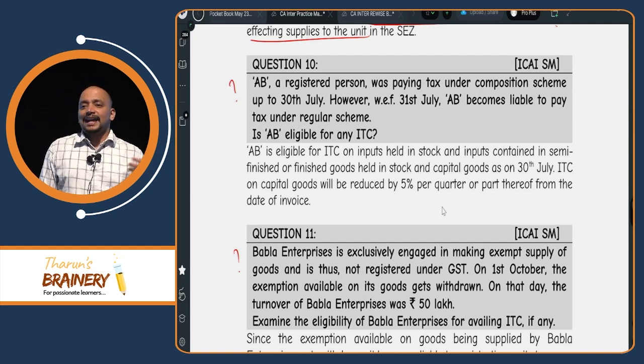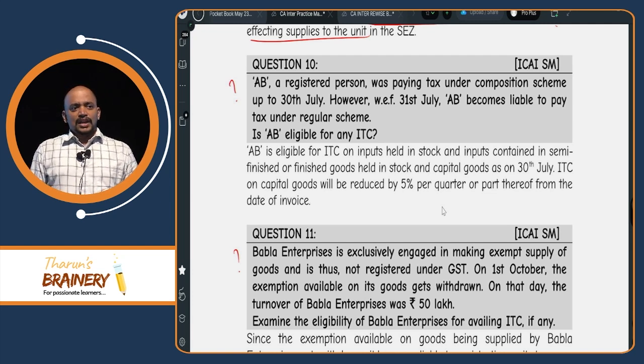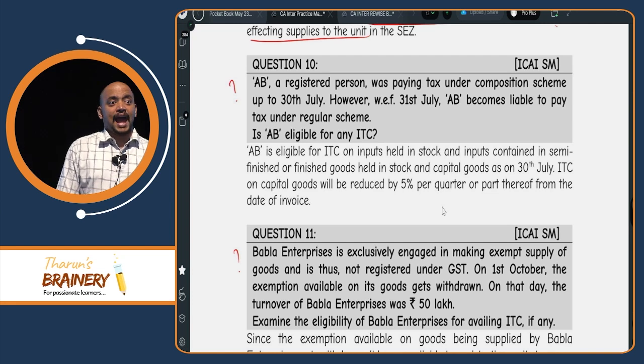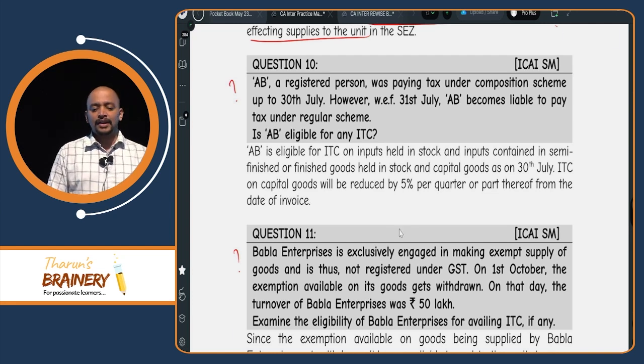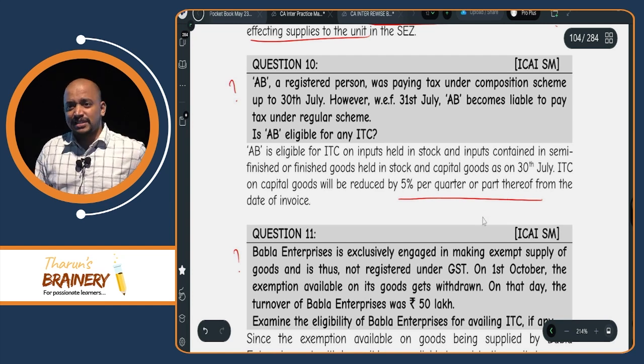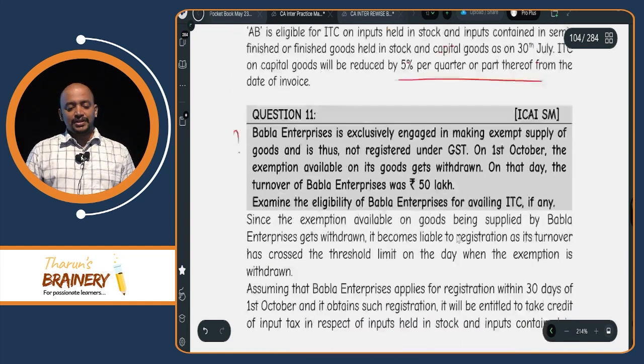18(1)(c). They can take ITC on inputs as such held in stock, inputs in WIP held in stock, inputs in finished goods held in stock, and capital goods as reduced by 5% for every quarter or part thereof from the date of invoice till the date of conversion.